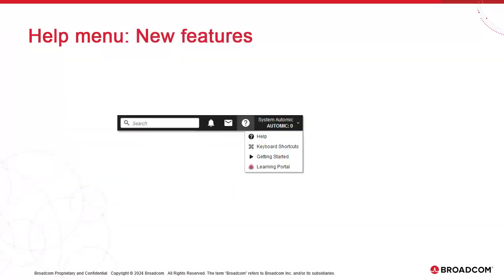The Help menu has a couple more options, namely the link to the page listing keyboard shortcuts in the Learning portal, where you can access all of Automic's learning offers.